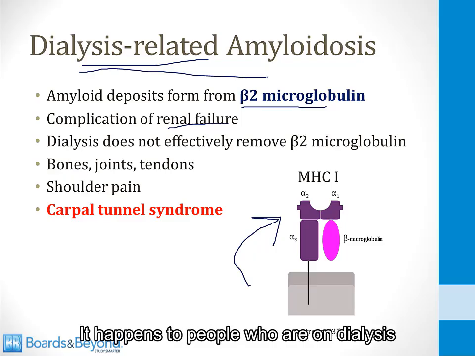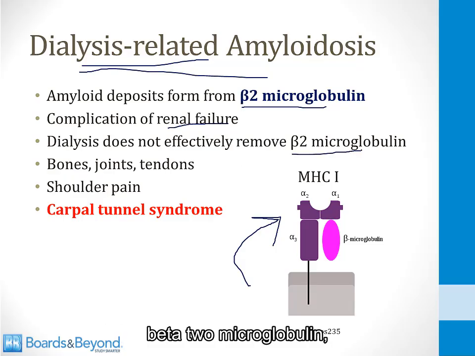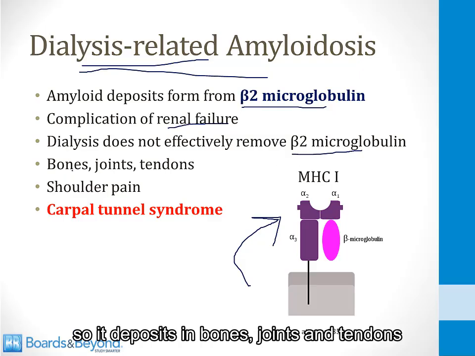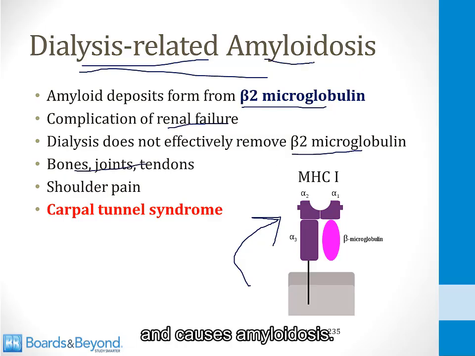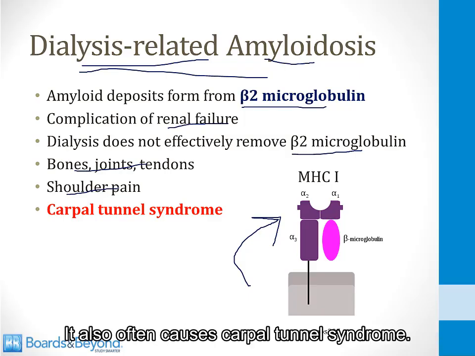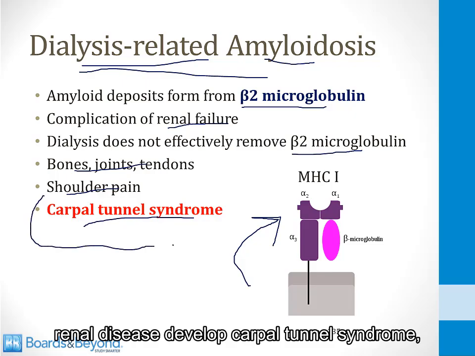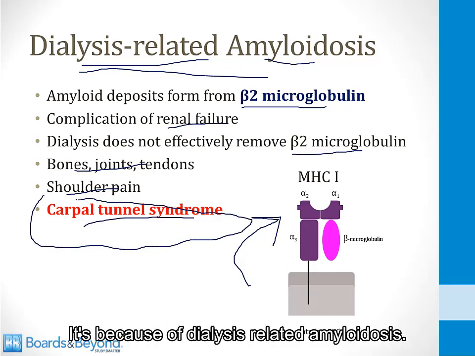It happens to people who are on dialysis, and the reason it occurs is because dialysis does not effectively remove beta-2 microglobulin, so it deposits in bones, joints, and tendons and causes amyloidosis. This can cause shoulder pain because it likes to deposit in the joints of the shoulder. It also often causes carpal tunnel syndrome. So many patients who are on dialysis for end-stage renal disease develop carpal tunnel syndrome, and this is often the mechanism. It's because of dialysis-related amyloidosis.